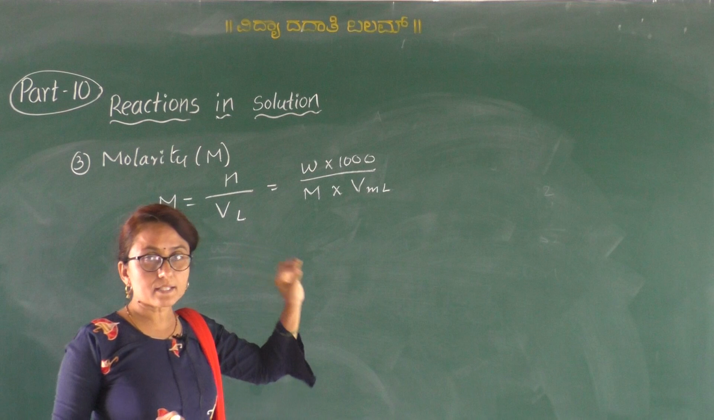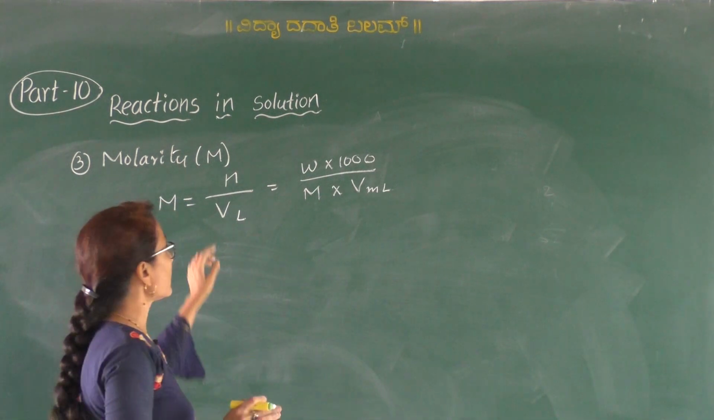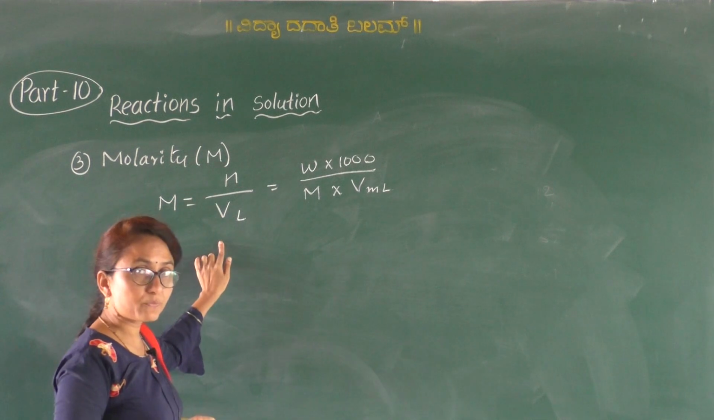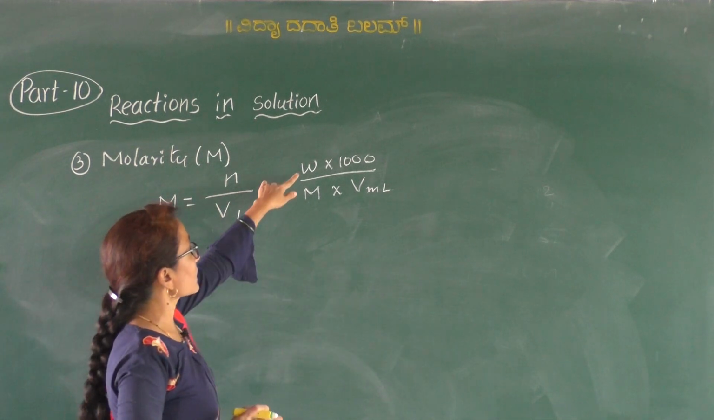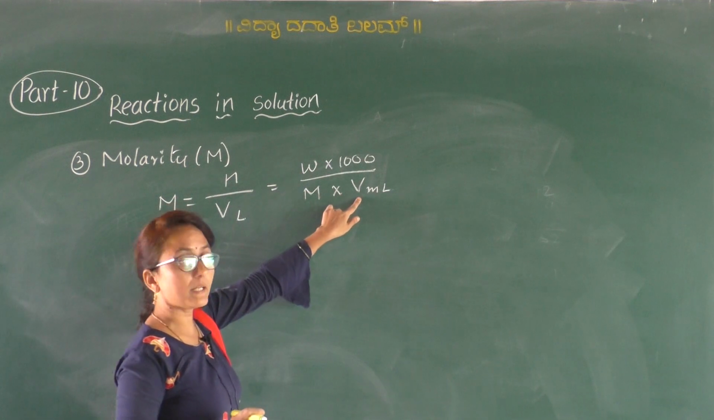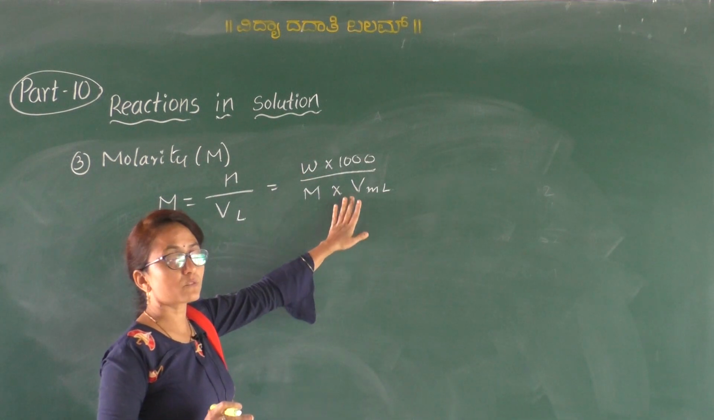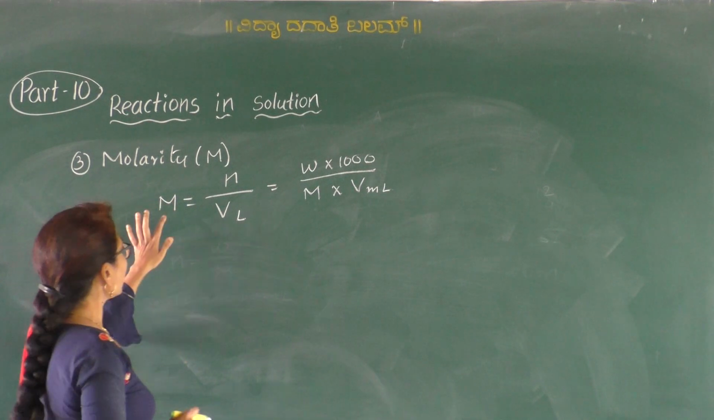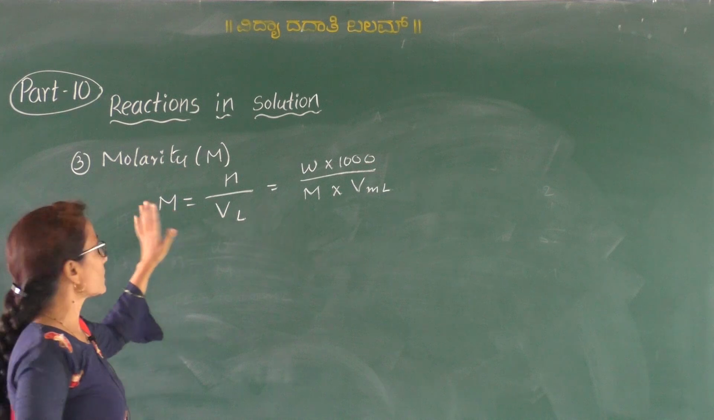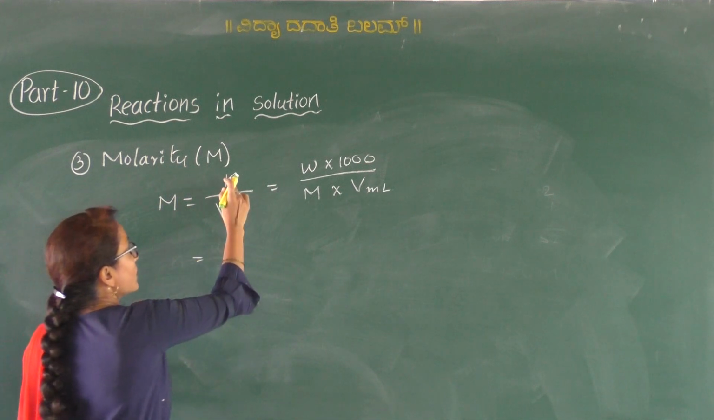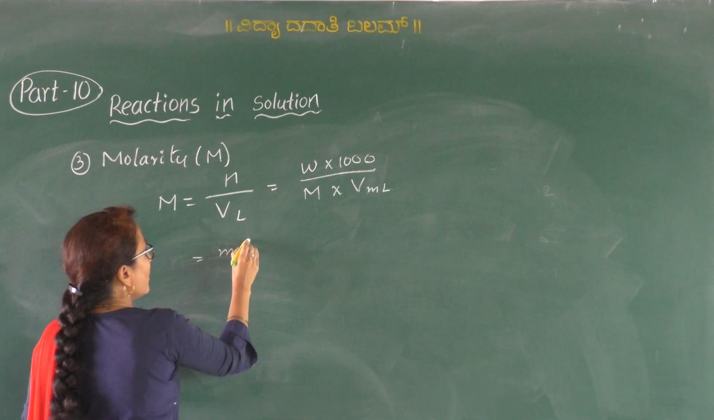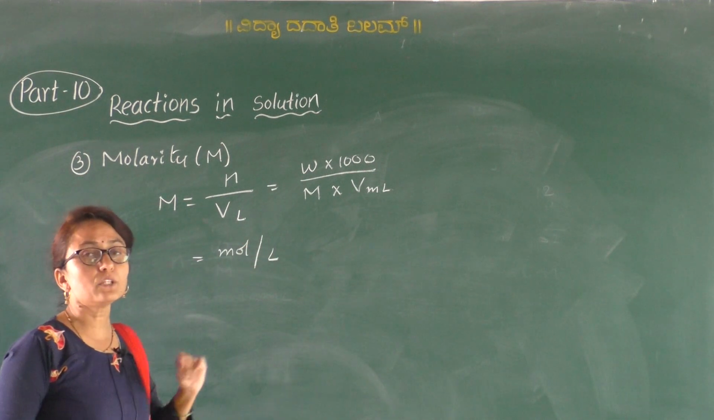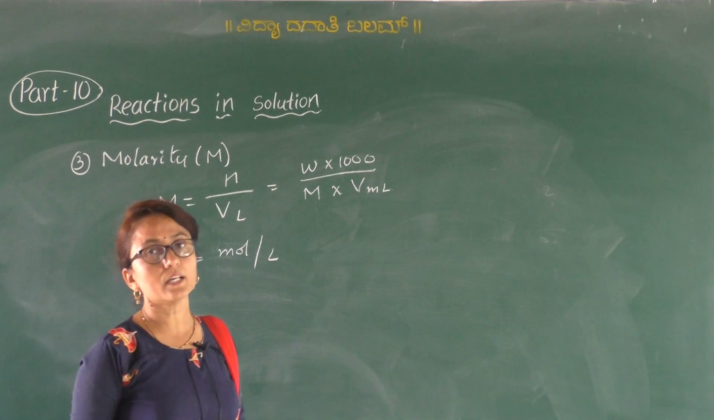So if the masses are given, you can convert mass into number of moles and volume into liter and use this formula, or directly substitute mass and volume in milliliter, and we can find out the molarity of the solution. Clear? And the unit used to measure the molarity is mole per liter, because number of moles divided by volume in liter. Mole per liter is the unit for molarity of the solution.